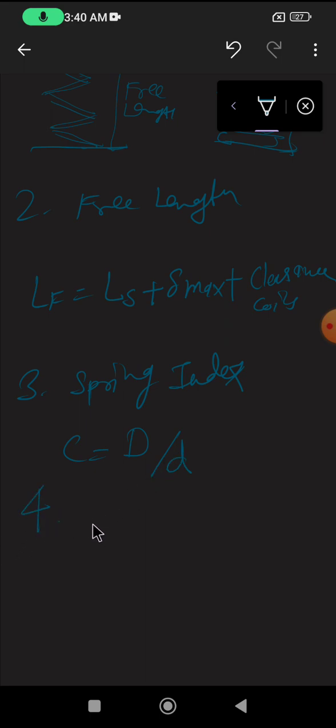Fourth is spring rate. The spring rate or stiffness or spring constant is defined as the load required per unit deflection of the spring. So K is equal to W by delta. W is the load and delta is the deflection of the spring. So these are the various terminologies.